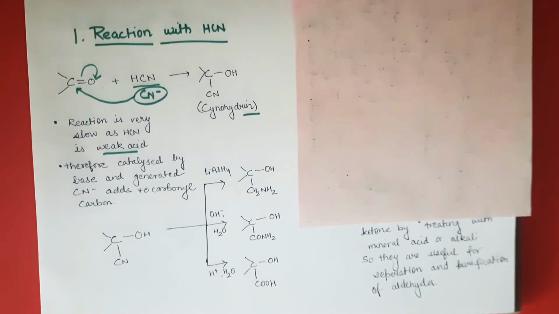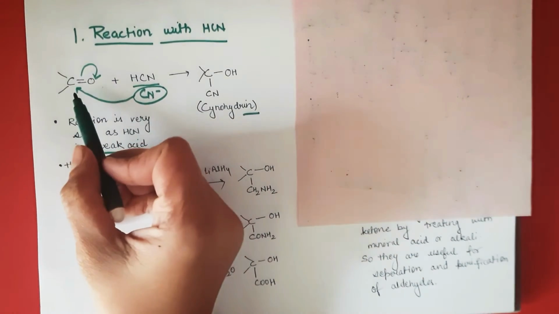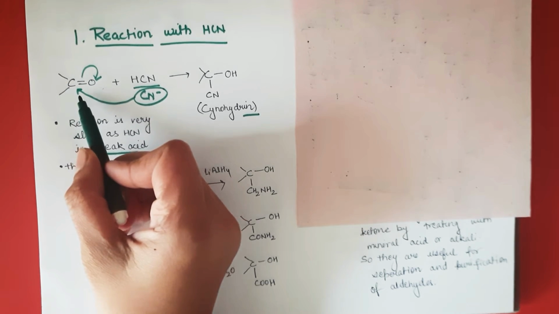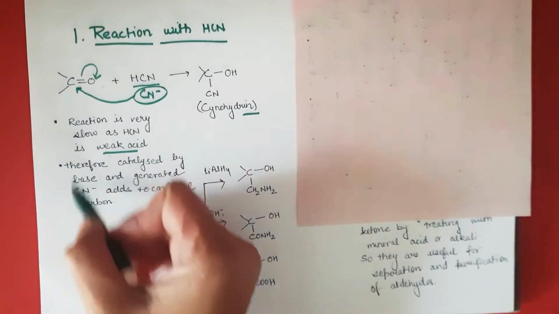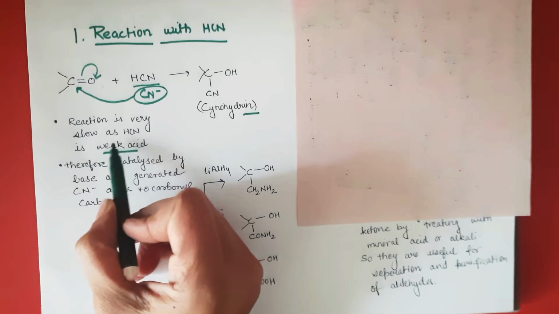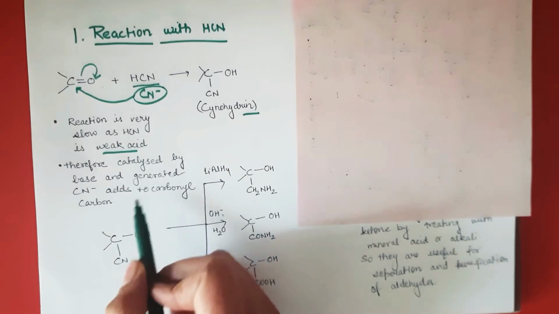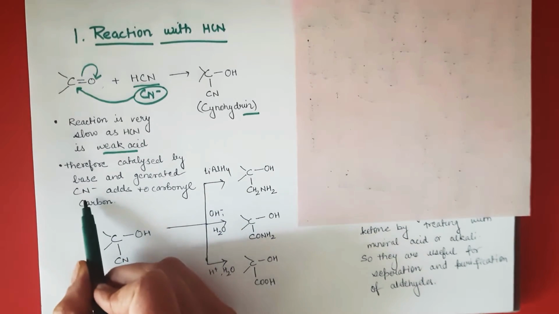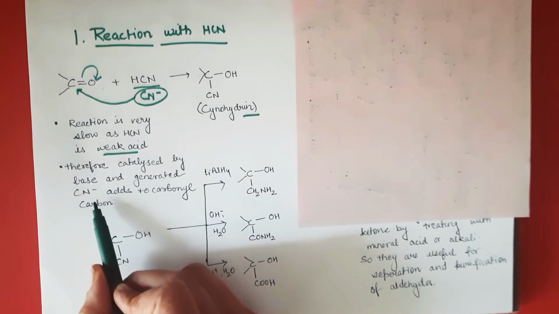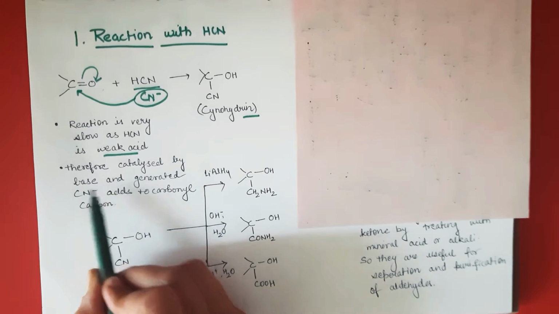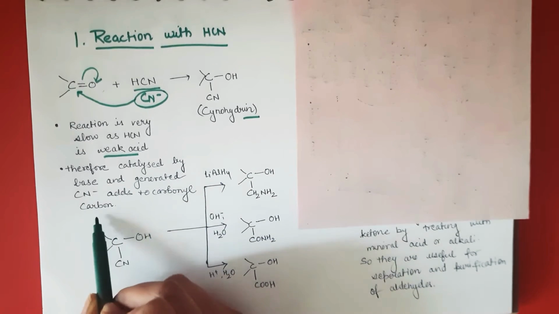Here you can see when carbonyl carbon reacts with HCN, CN will act as nucleophile and will attack the carbonyl carbon, because carbon has positive character, electrophilic character. So cyanohydrin will be formed. A key point to remember is that the reaction is very slow as HCN is a weak acid. So how can we produce more CN negative? By catalyzing it with base to generate CN negative, and then it will add on the carbonyl carbon. Therefore, catalyzed by base, the generated CN negative adds to the carbonyl carbon.